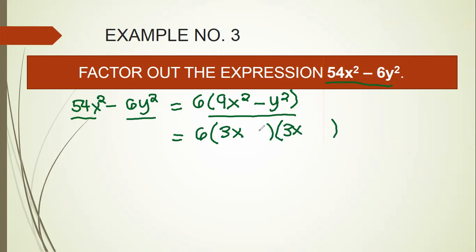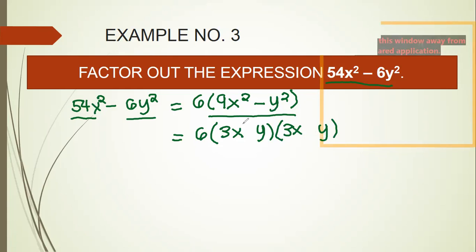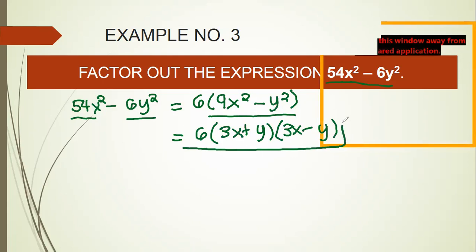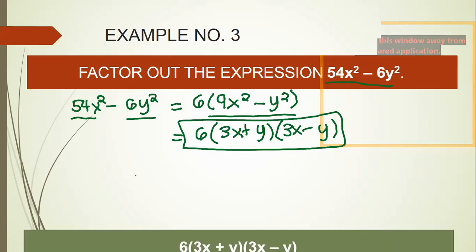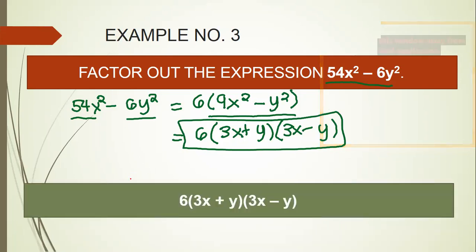And of course, the factors of y squared are simply y and y. So the one should be positive and the other one should be negative. Okay, so this is the answer for this particular item. Do you have any questions? So let's check. Okay, let's proceed.